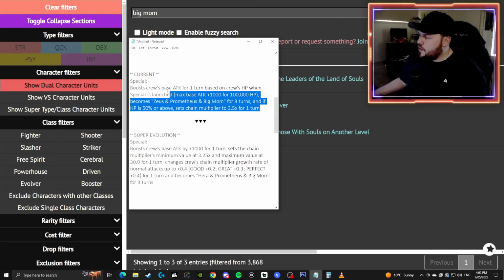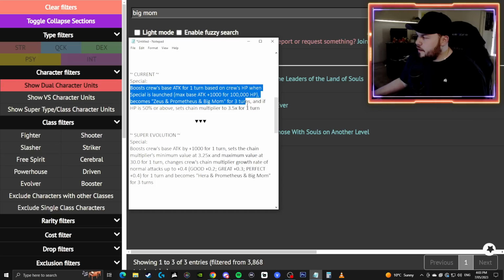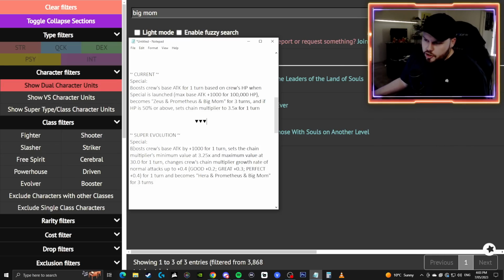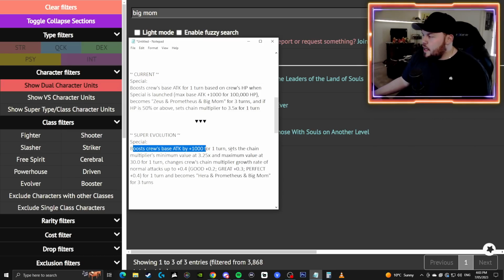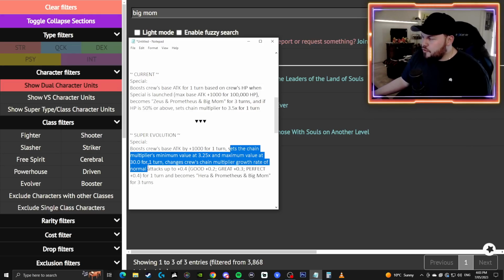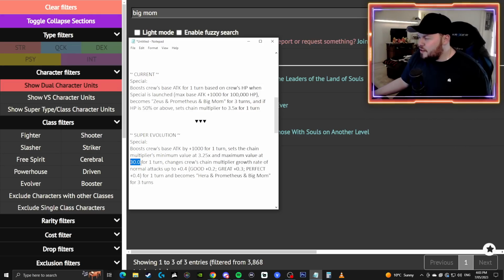So this is what I had in mind. This is the current special that we have right now for Big Mom. This is what I have changed it to, where it will be just a flat out 1000 base attack boost for one turn, which I don't think is that much of an ask really. And then instead of being a 3.5 times chain lock based on your HP, it would be a 3.25 chain boundary. Now, I did say here that it scales up to 30.0.